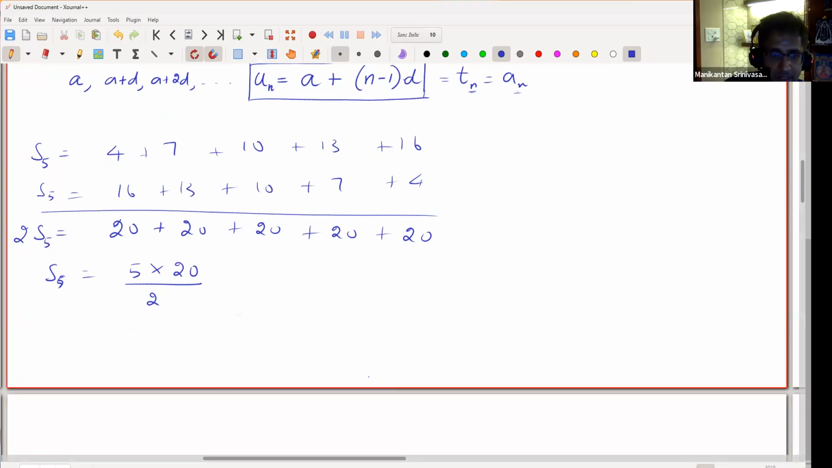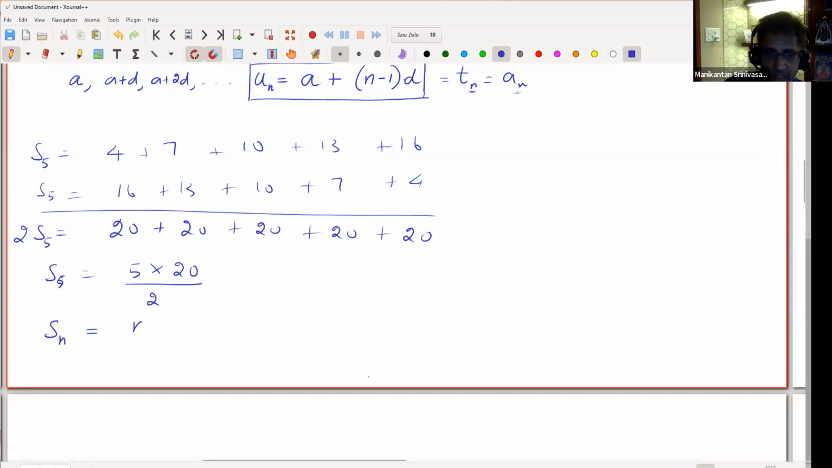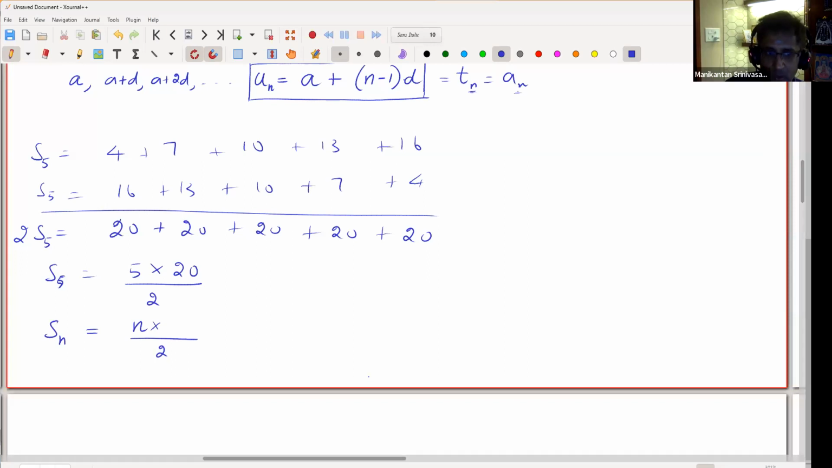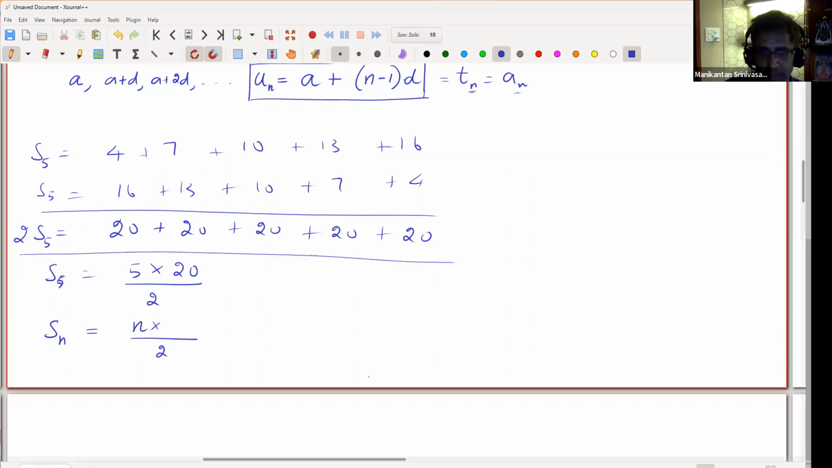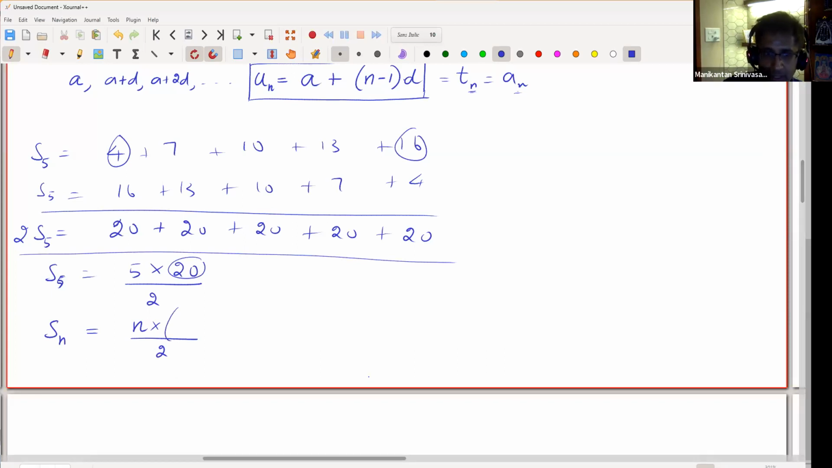Let's take the same thing and extend it for Sn. If I do the same thing for any general n, let's say I want to find the sum of n terms. So instead of 5, it's n now. And then there'll be a division by 2 because there'll be 2 times Sn, just like the previous step was 2 times S5. Now, how did I get 20? I got 20 by adding the very first term and the very last term, right? 4 plus 16 was the first 20, and everything else was the same 20, right? So I can do the same thing. 20 was a combination of the first term, which is A, and the nth term, which is A plus n minus 1 times D.